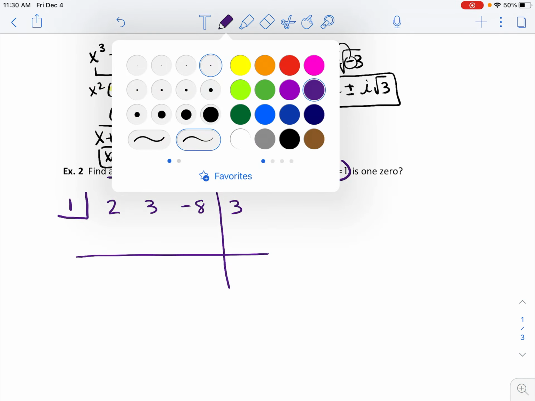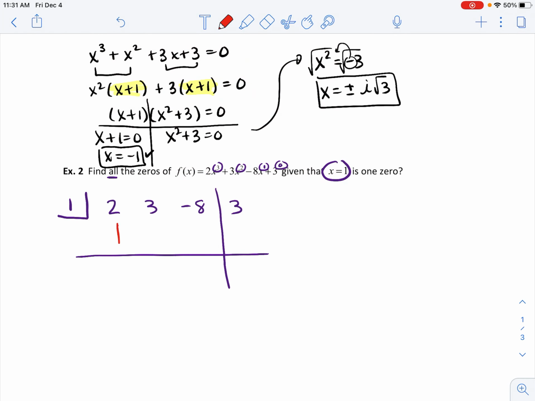Okay, and then let's go ahead and finish this up. I'm going to bring down my 2. Then I'm going to multiply. Remember, what are we multiplying? We're multiplying by this number here. So 1 times 2 is 2. Add them up: 3 plus 2 is 5. And multiply: 5 times 1 is 5. Add them up: -8 plus 5 is -3. And then remember, my remainder better equal 0 because it told me that it's a solution. So let's hope. 1 times -3 is -3. And look at that, 3 minus 3 is 0. So I know I did it right up to this point.